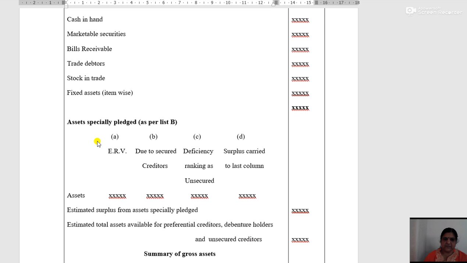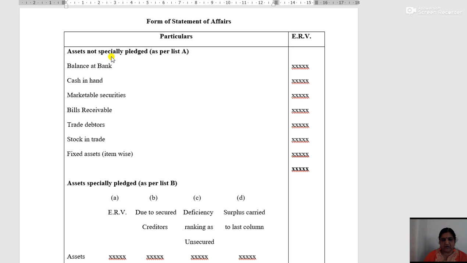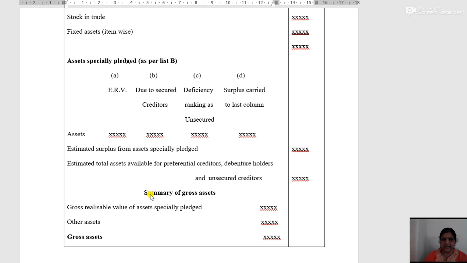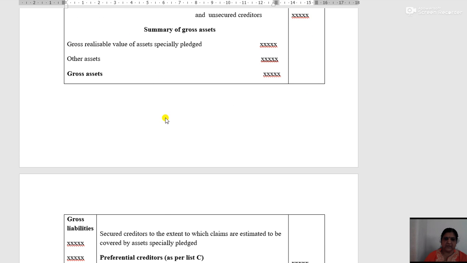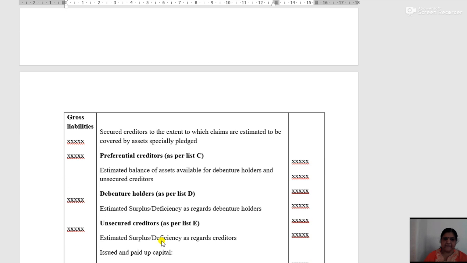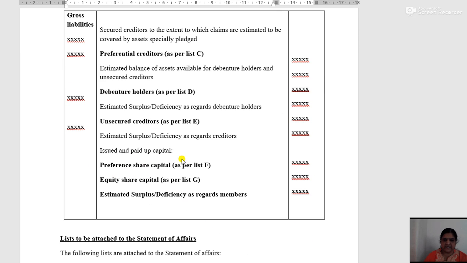Then comes assets specifically pledged as per list B. Then comes the gross assets. Out of this amount we have to meet various liabilities in the order of preference. First secured creditors, then preferential creditors, then debenture holders, unsecured creditors, thereafter preference share capital, equity share capital, and finally estimated surplus or deficiency.